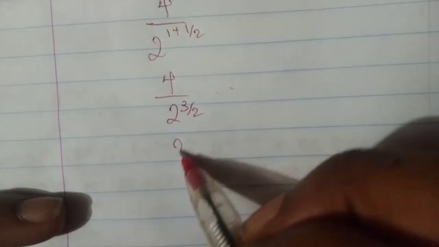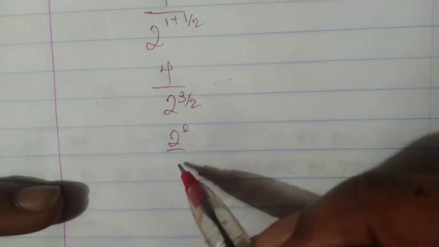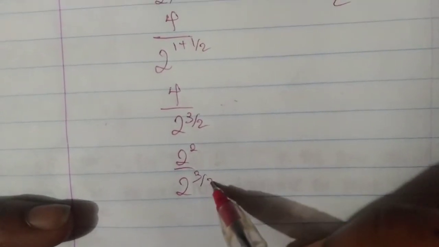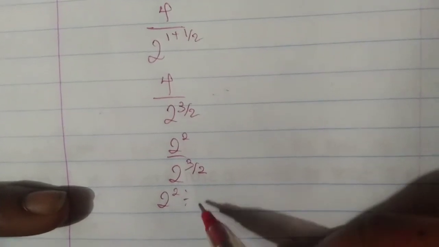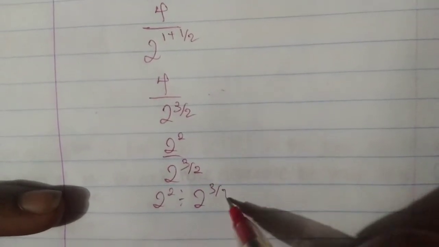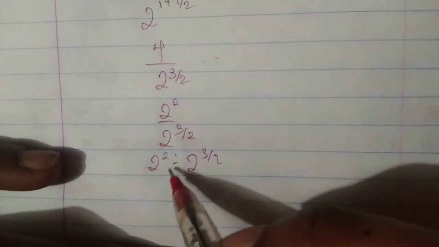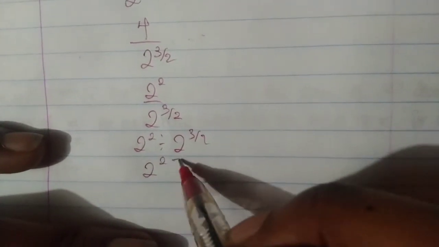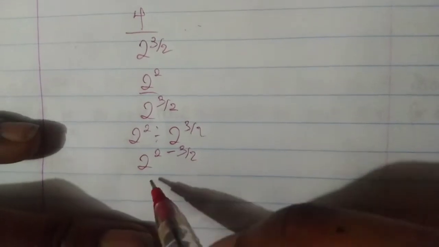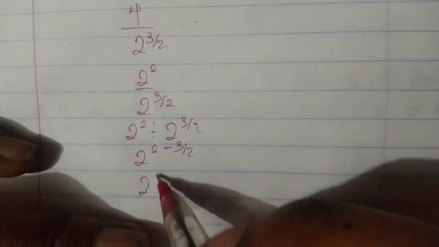So this 4 can be written as 2 to the power of 2, all over 2 to the power of 3 all over 2. So this is 2 raised to the power of 2 divided by 2 to the power of 3 all over 2. By the law of indices, we can minus their powers because this is a division sign. So this is 2 to the power of 2 minus 3 all over 2. If we do this, we'll get 1 all over 2.